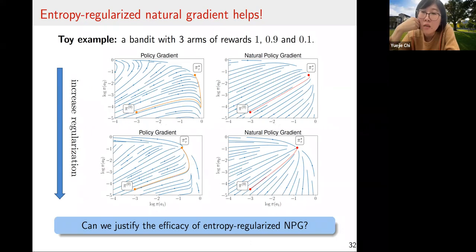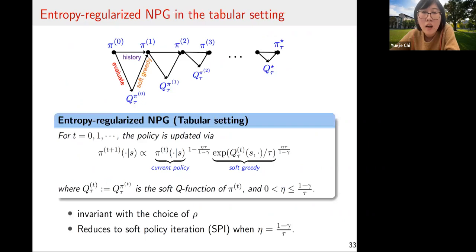So the question from a theoretical perspective is, can we justify the efficacy of this kind of entropy regularized NPG method used in practice? Indeed, we have a paper that tries to answer this question for the tabular setting, where the update rule can be written down in a much simpler manner directly on top of the policy update. You can think of the way we are updating the policy as taking a multiplicative combination of the current policy in use and a soft greedy version of the Q function of the previous policy.